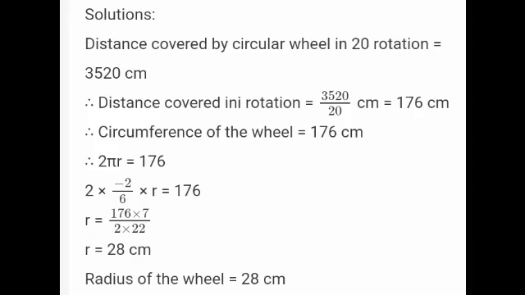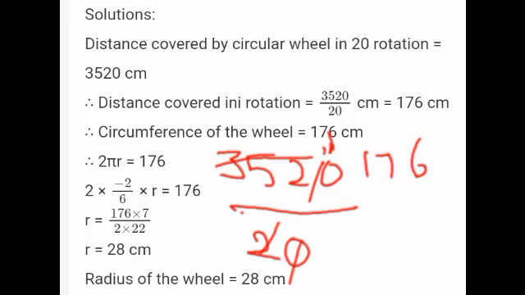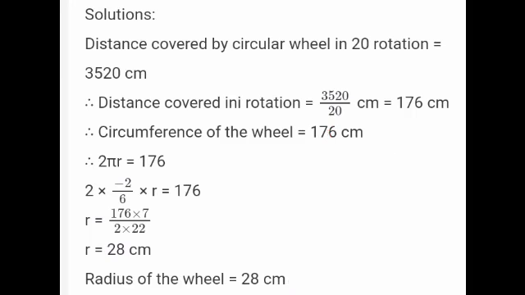Distance covered by the wheel in 20 rotations is equal to 3520 cm. To find the distance covered in one rotation, divide 3520 by 20. Cancel 0 and 0. Then divide 352 by 2. We get the answer 176. The circumference of the wheel is 176 centimeters.